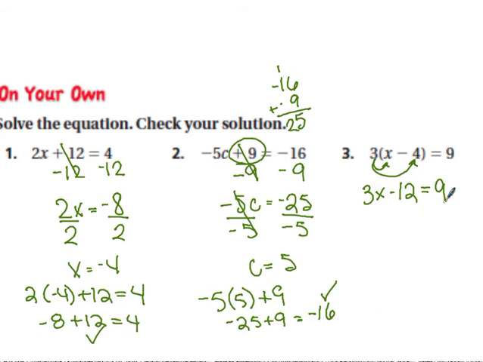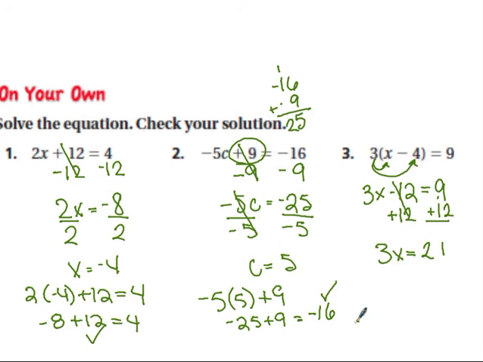And remember, we have 2 steps. So the first step to get x by itself is to get rid of this 12. So we're going to use our addition property of equality. So make that go away. And 3x equals 9 plus 12. 9, 10, 11, 21. 3x equals 21.